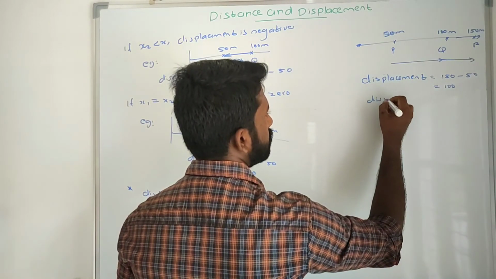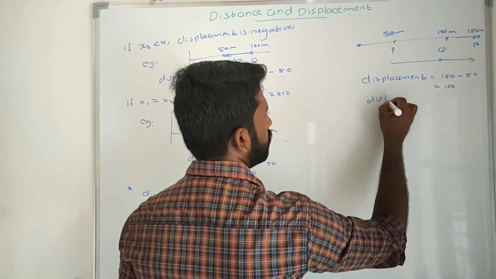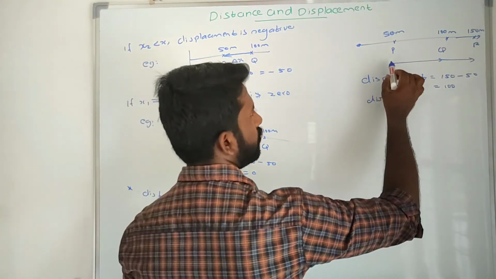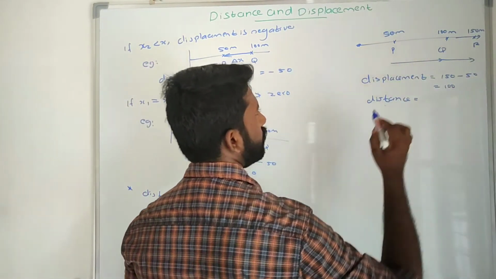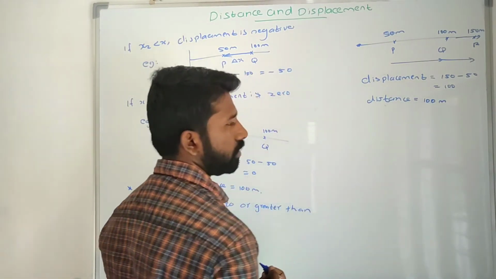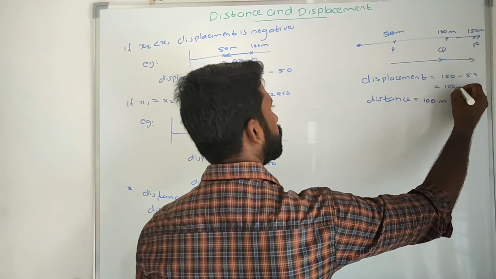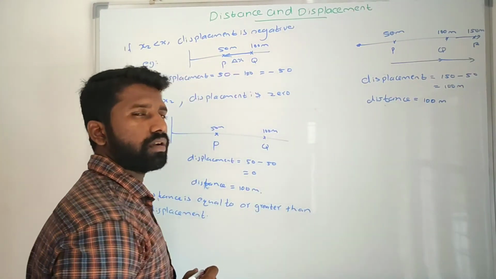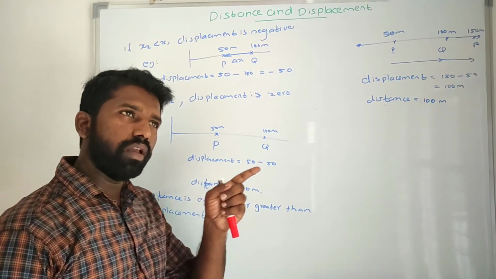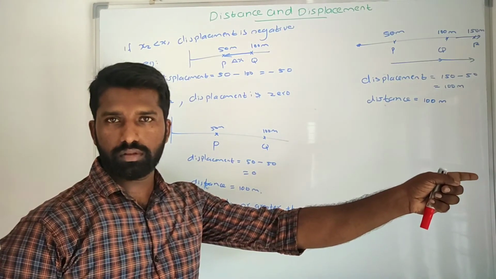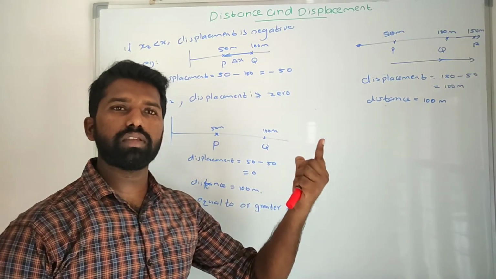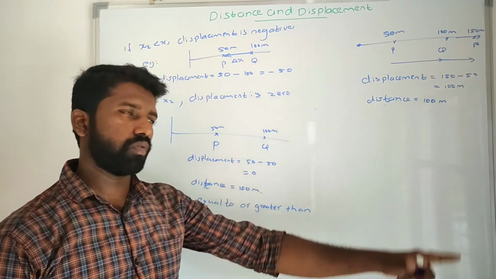What is the distance? Distance is the path length traveled by the object. It started from 50 and went to 150. So the distance is 100 meters. So here you see that the displacement and distance are both 100 meters. If an object is moving in a straight line only forward or only backward, the magnitudes of distance and displacement are equal.